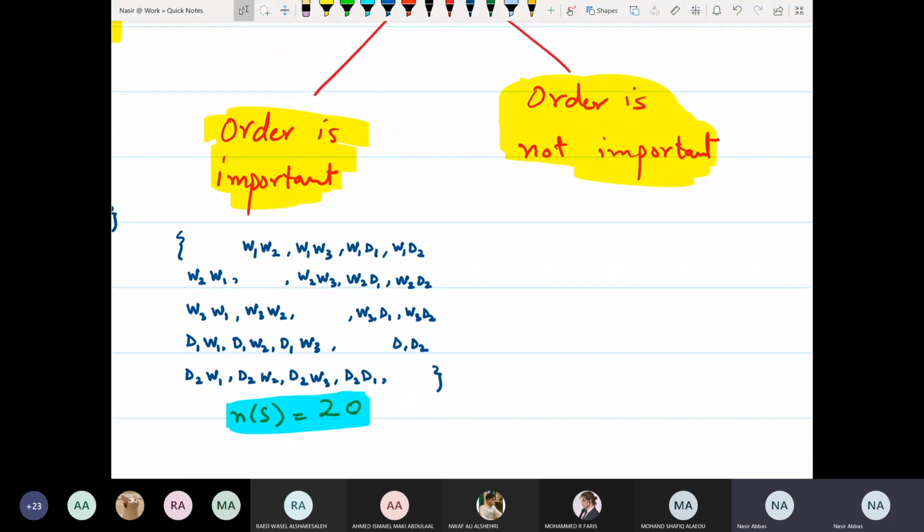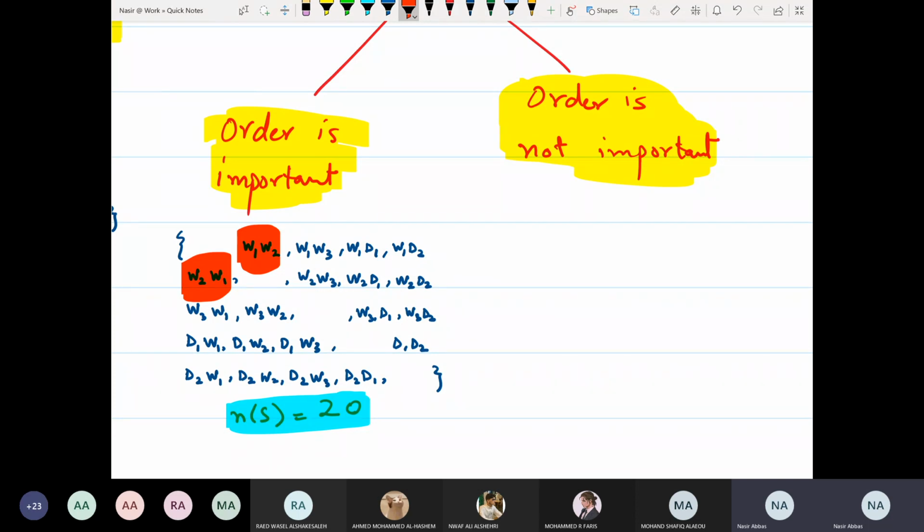Before I get to the third case, I would like you to see what is the difference between this outcome and this outcome. The order is different. Why did I write them 2 times in my sample space? Because we care about the order. For us, W1, W2 is different from W2, W1. So we wrote them separately. What if the order is not important? You will not care about this one, and W1, W2 or W2, W1 will be the same thing for you. So you will write it only one time.